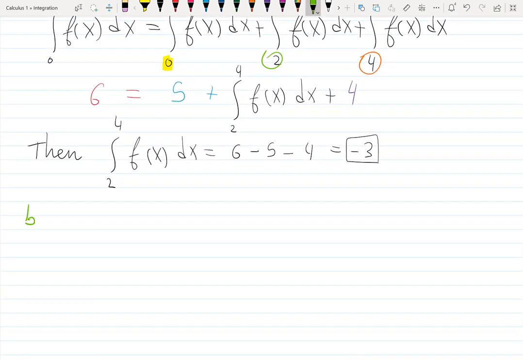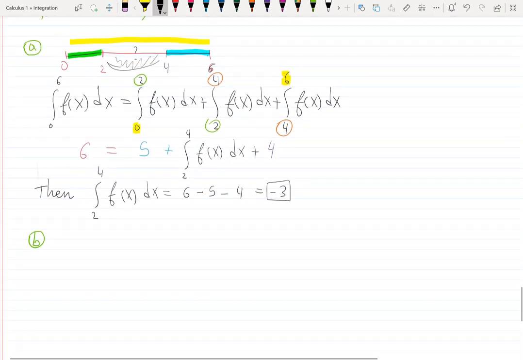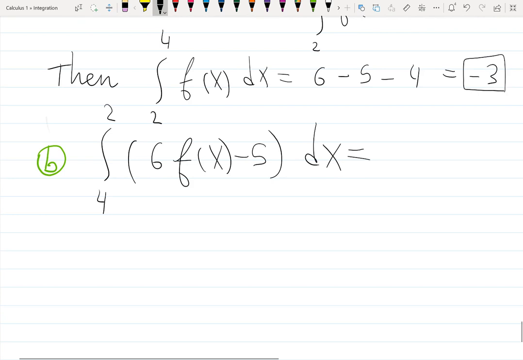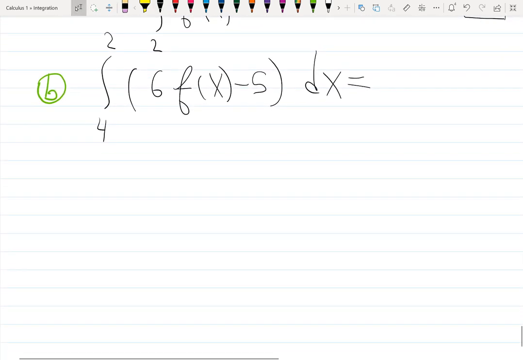Most of the people are stuck with B. And I know why you guys are stuck with B. Because of the last step over there, which is a little bit confusing. In B, we are asked to work with the integral from 4 to 2 of 6 f of x minus 5 dx. Zoom in and start working with this beast.